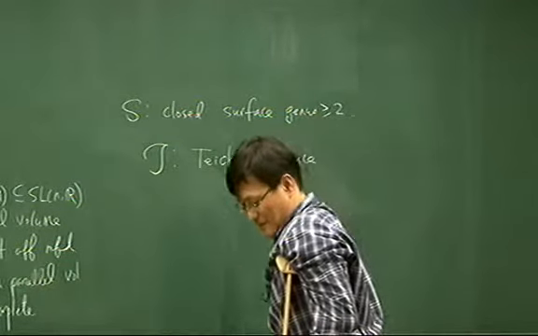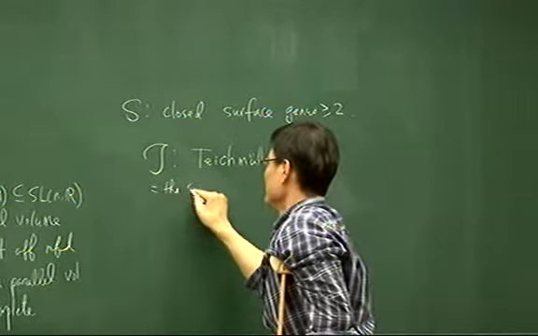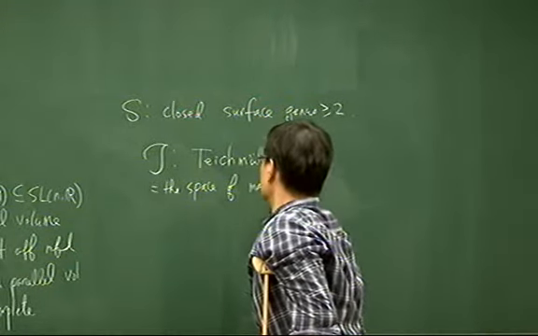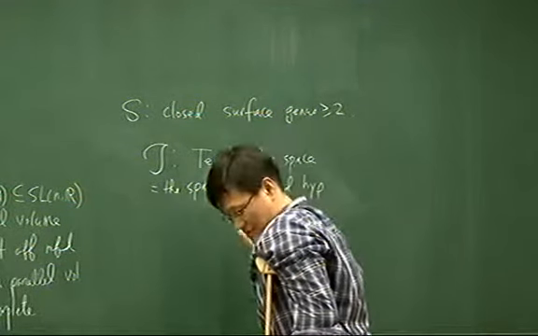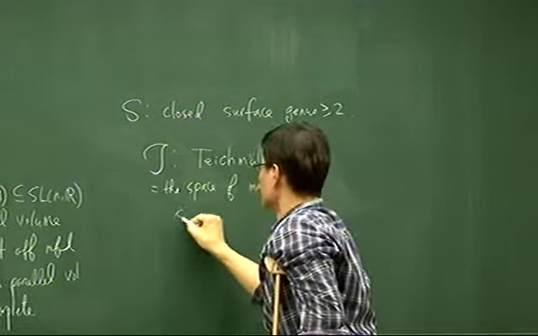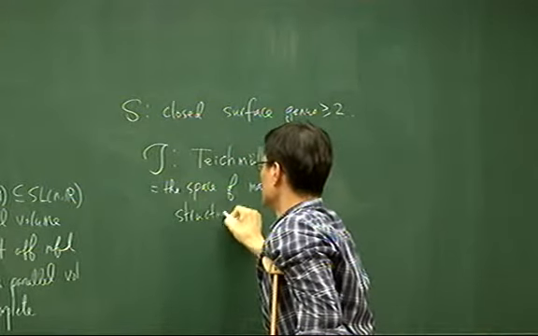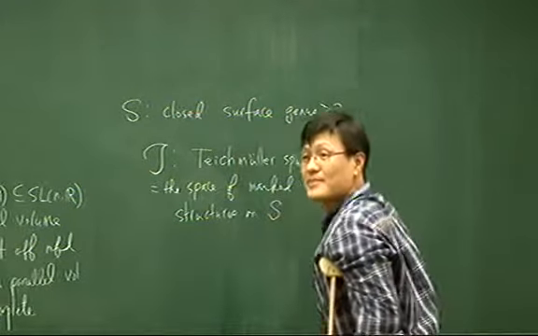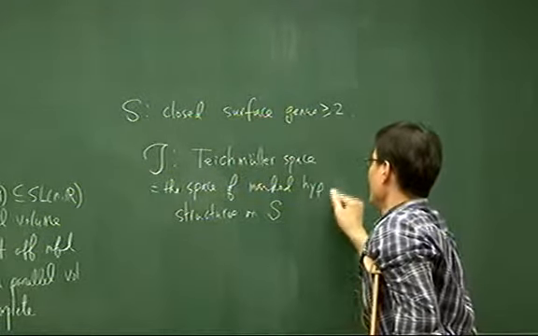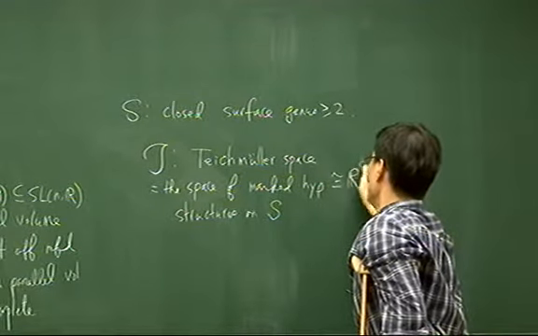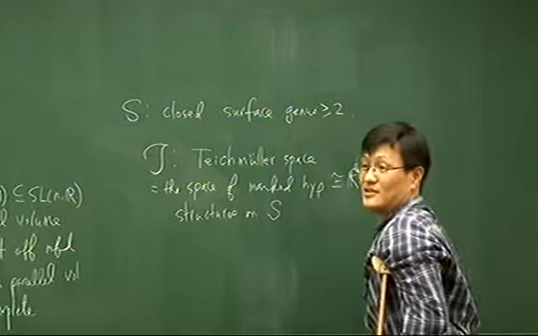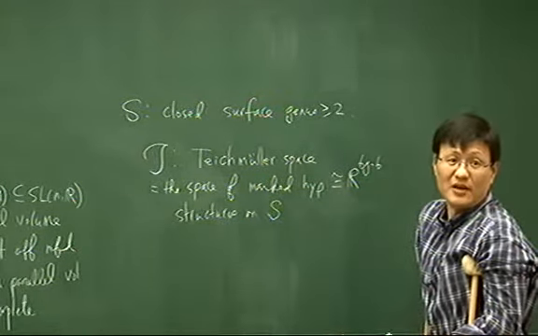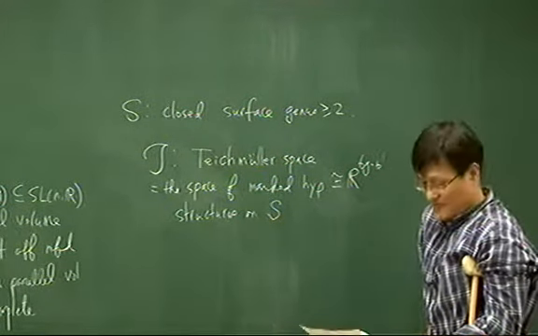Teichmüller space. This is the space of marked hyperbolic geometric structures on this surface. And it turns out that this is homeomorphic to R to the 6G minus 6. Okay. So there are tons of different marked hyperbolic structures on a surface. Okay?